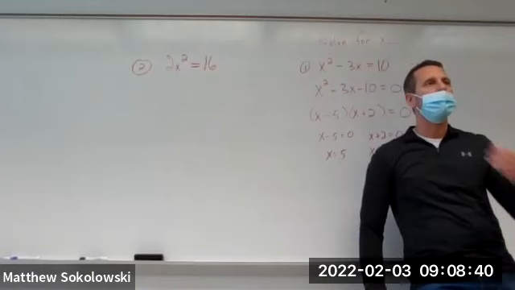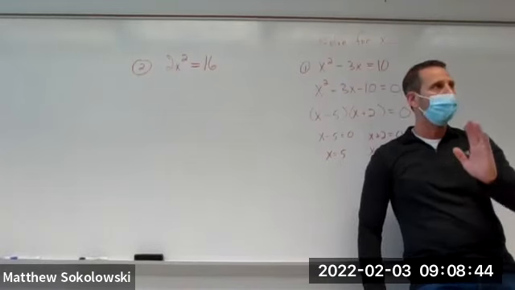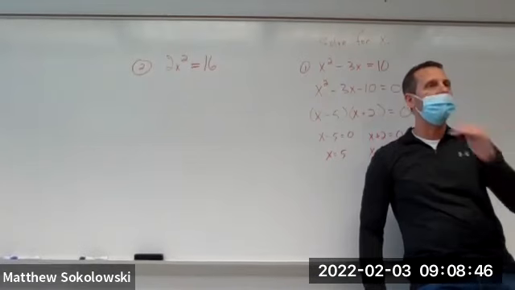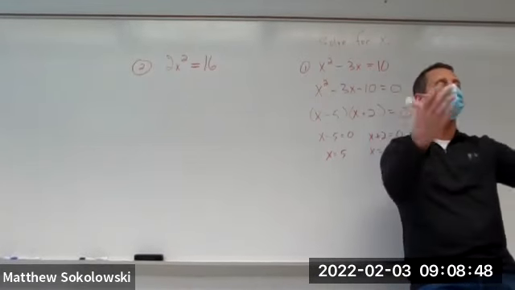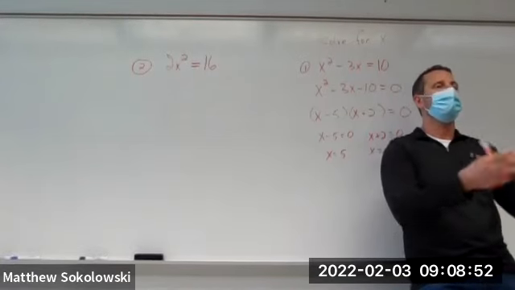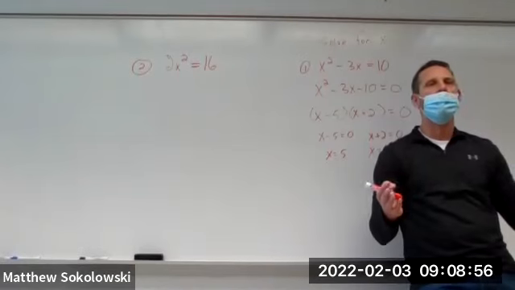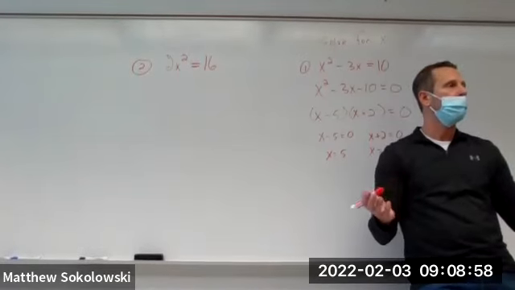Yeah, there's only one x term, right? There's just x squared. So when there's just an x squared, undo the order of operations. Like the undoing of addition is subtraction. The undoing of multiplication is division. What's the undoing of squaring something? What's the inverse operation? Square root.